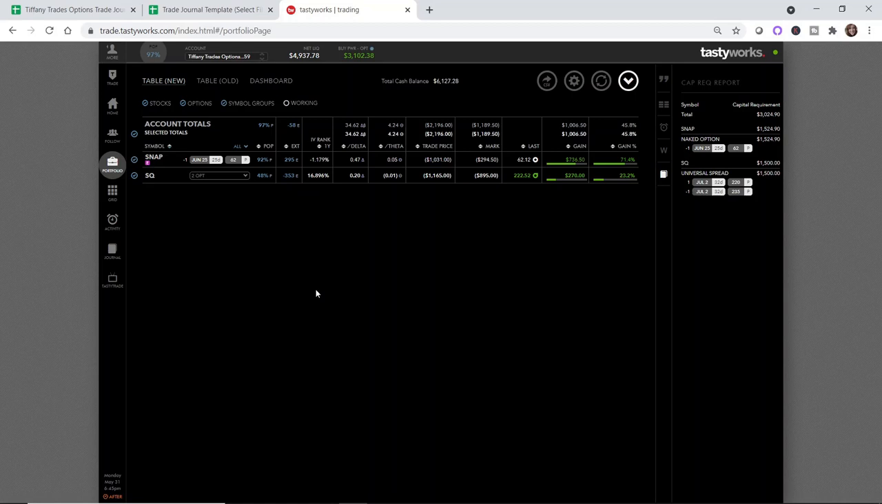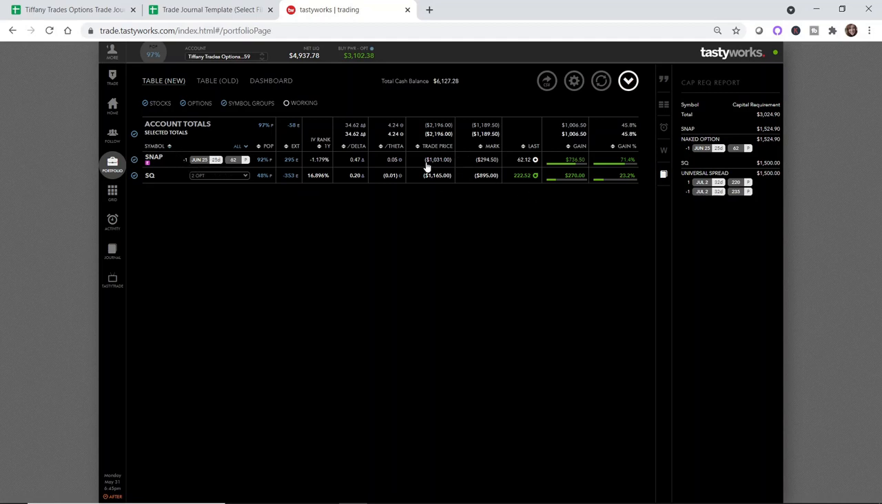This is where the Tiffany Trades Options account is right now in terms of total number of positions on. The total cash balance right now is $6,127. I have a short put on in Snap at the 62 strike. It's expiring on June 25th.